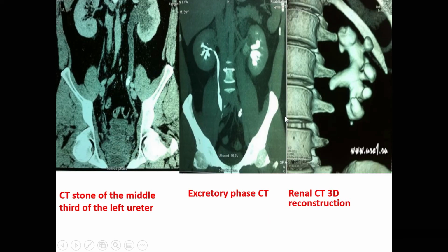The CT of a stone of the middle third of the left ureter. Here is the stone and the left ureter, which is enlarged, and the pelvis also enlarged. Excretory phase CT. You can see the stone, and this the excretion of the contrast, and here it is normal. The renal CT 3D reconstruction of the staghorn stone.